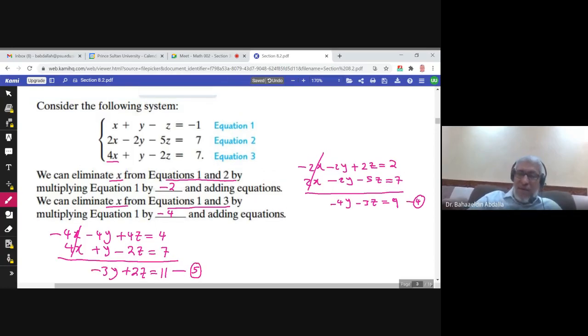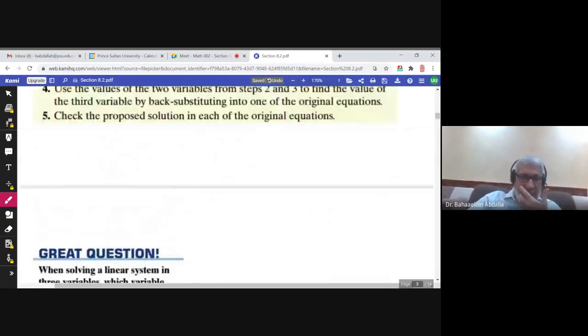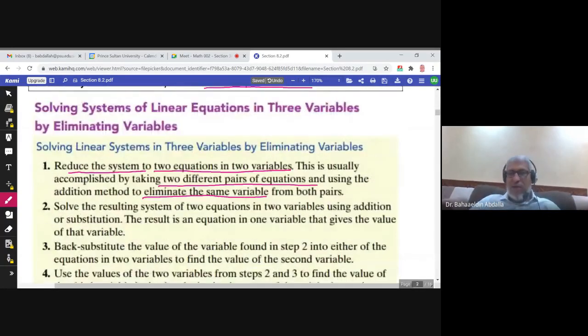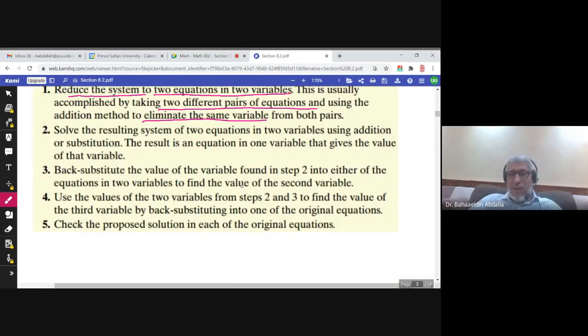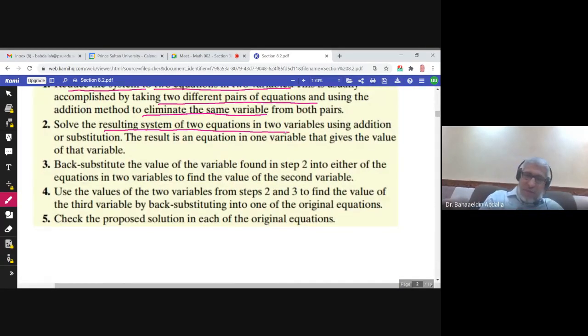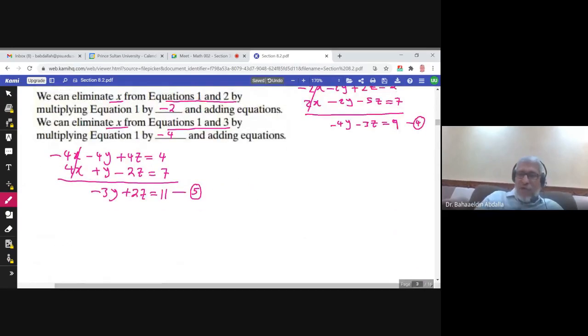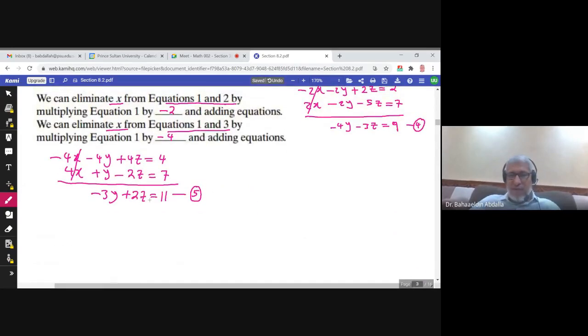So that's how you reduce a system of three equations into a system of two equations in two variables. So again, you select two different pairs of equations and you eliminate the same variable. Then the second step, you solve the resulting system of two equations in two variables. So now you have two equations, 4 and 5. So solve 4 and 5 together.